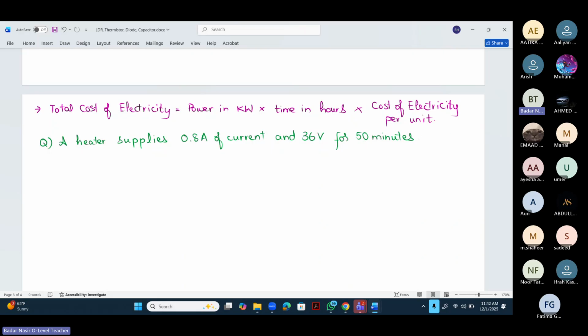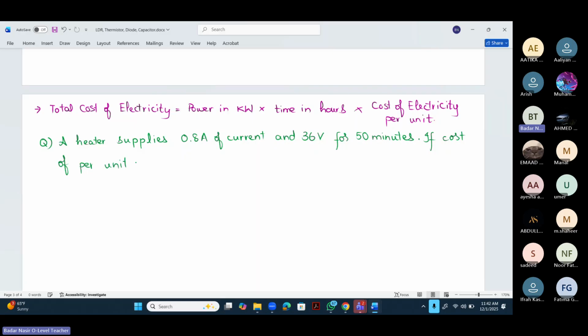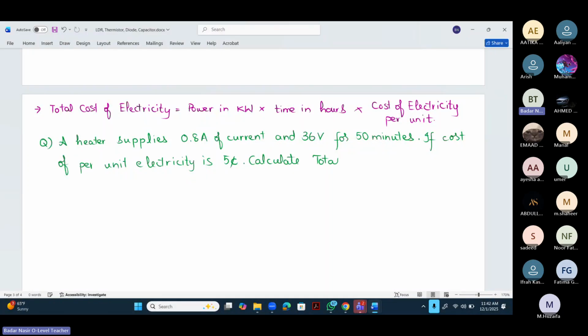For 50 minutes. If the cost of per unit electricity is let's say 5 cents, calculate total cost of electricity. So we have to calculate the total cost of electricity.